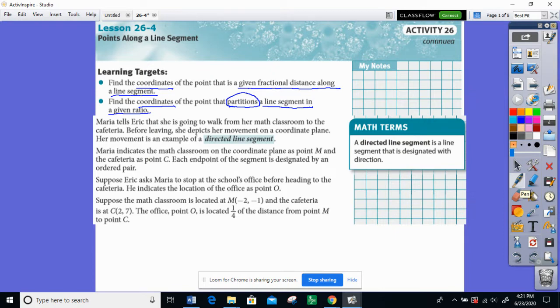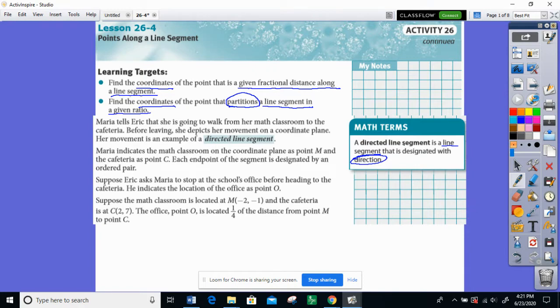Maria tells Eric that she is going to walk from her math classroom to the cafeteria. Before leaving, she depicts her movement on a coordinate plane. Her movement is an example of a directed line segment. So a directed line segment is going to be really important whenever you get into physics. You'll call those vectors. So it's a line segment. It's not only important how long it is, it's also important what direction it's traveling in. Maria indicates the math classroom on the coordinate plane as point M and the cafeteria as point C. Each endpoint of the segment is designated by an ordered pair.